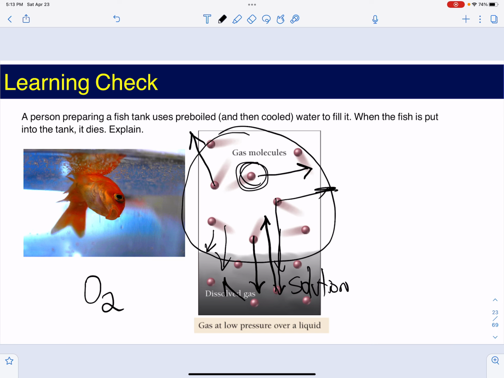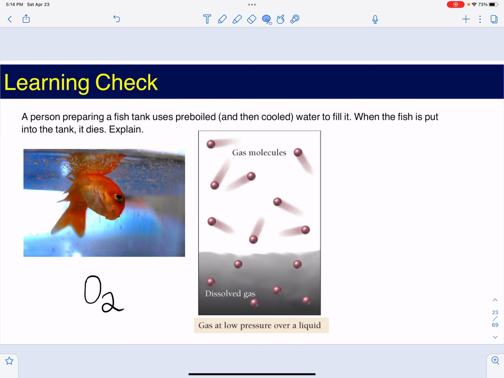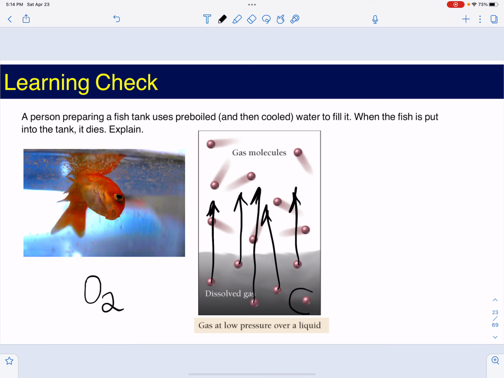So when this person boiled the water, they gave a lot of kinetic energy to the oxygen inside the water. So all these particles were able to escape because they were moving faster. And since they were moving faster, the probability that they were pointing up increased. Most of them went out, and the content of oxygen in the water diminished immensely. When the fish went in there, it took the first breath through its gills, and then there was no more oxygen, and the fish died.